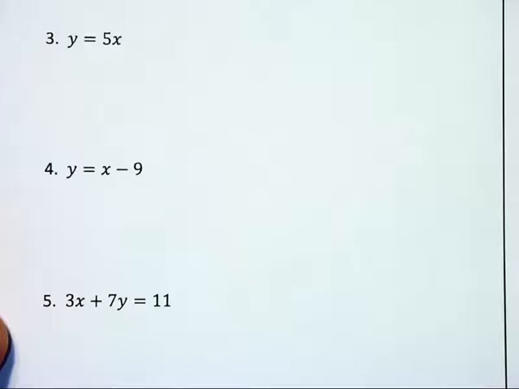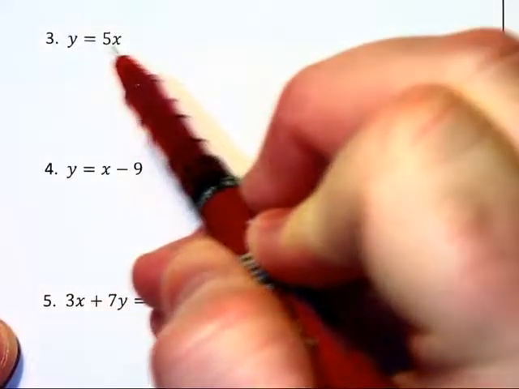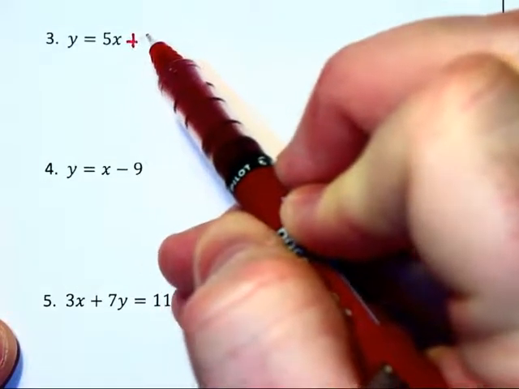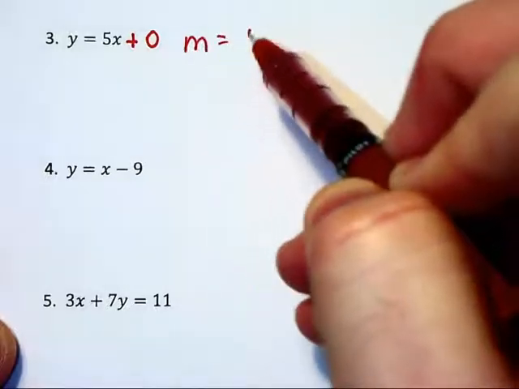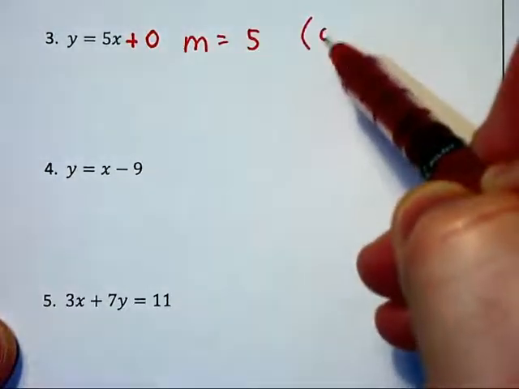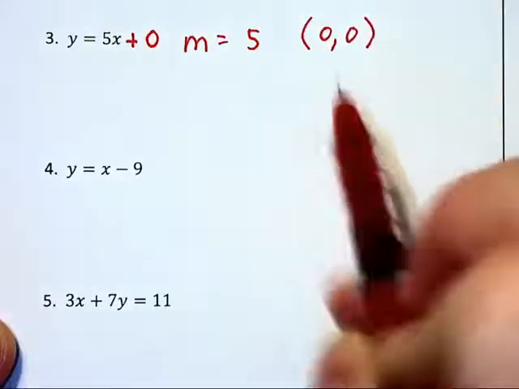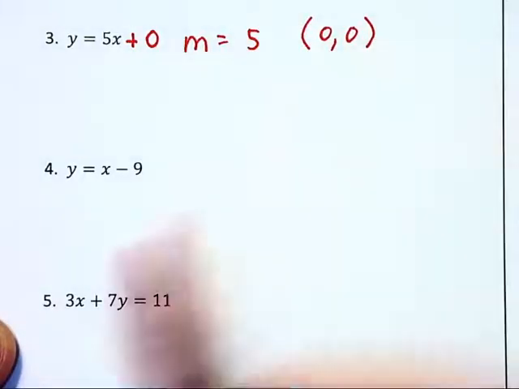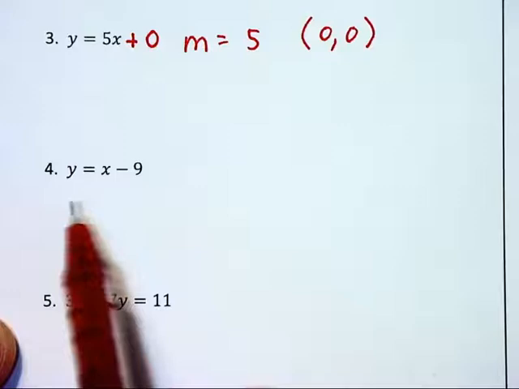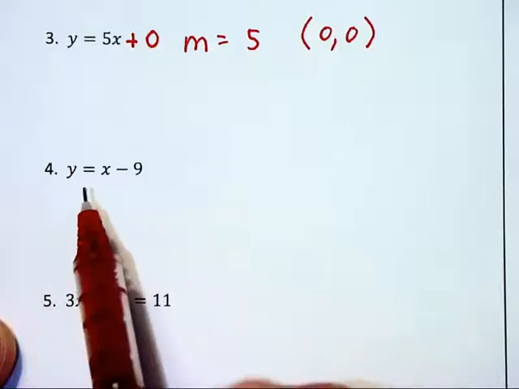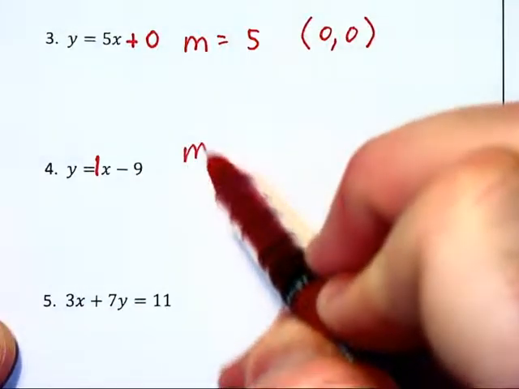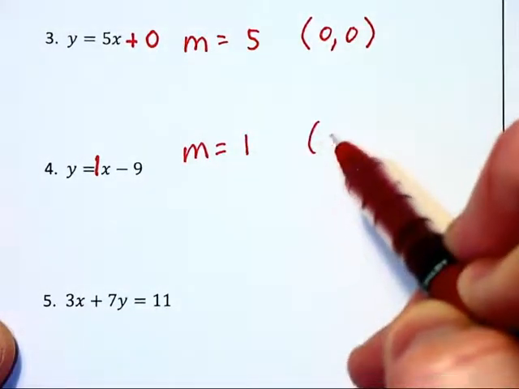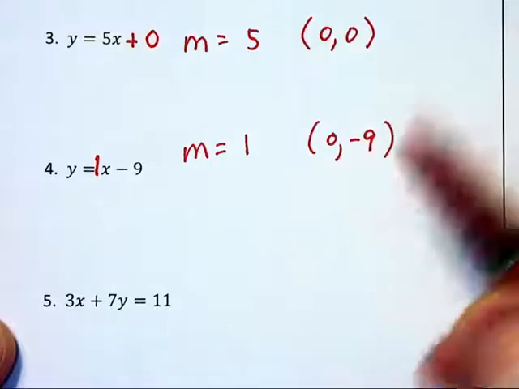In problems 3 and 4, something is missing in each. In 3, you've got the mx, but you need to understand that there's a plus 0 at the end, so your slope will be 5 and your y-intercept will be the origin, which happens to be the x-intercept also. In the next problem, when you look for y = mx + b, it appears the m is missing, but there's an understood 1 in front of the x, so the slope is 1 and the y-intercept is (0, -9).